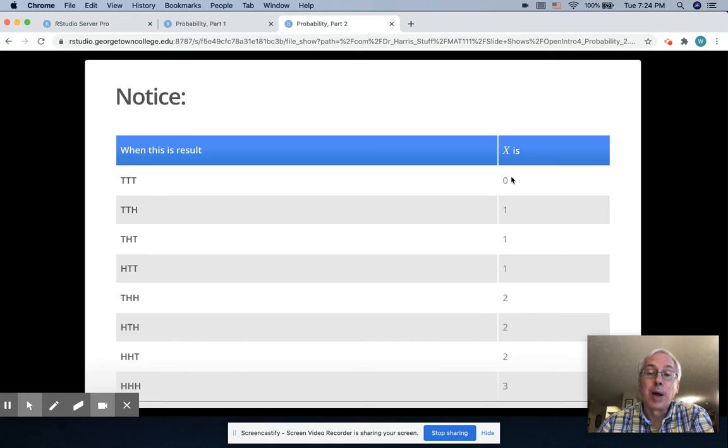So for instance, the probability that x is going to be 0, well, out of the 8 equally likely outcomes, only one of them has x taking on the value of 0, so the probability that x is going to be equal to 0 is going to be 1/8. The probability that x is 1, well, we've commented on this sort of thing before, but maybe not quite in such a formal way. 3 of the outcomes, TTH, THT, and HTT, have a value of x of 1 associated with them. And so the probability that x is going to be equal to 1 will be 3 out of 8.